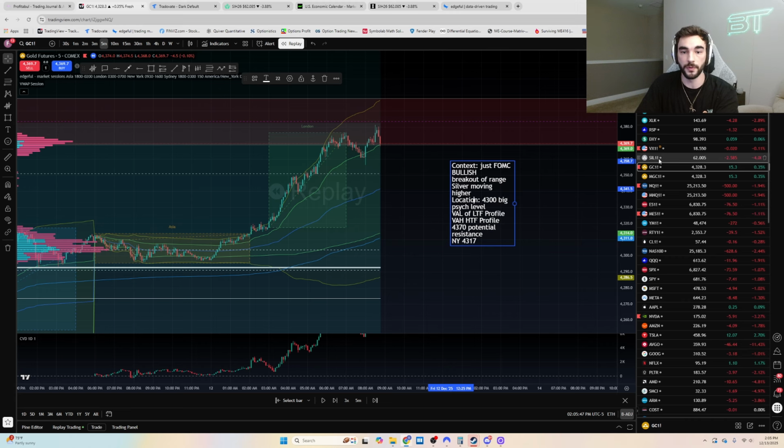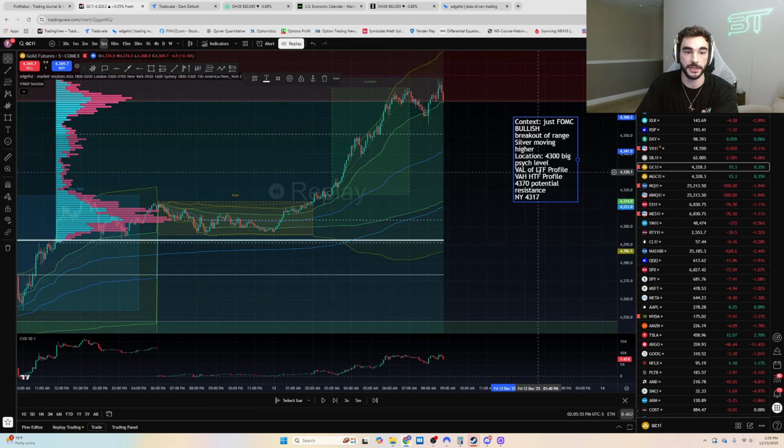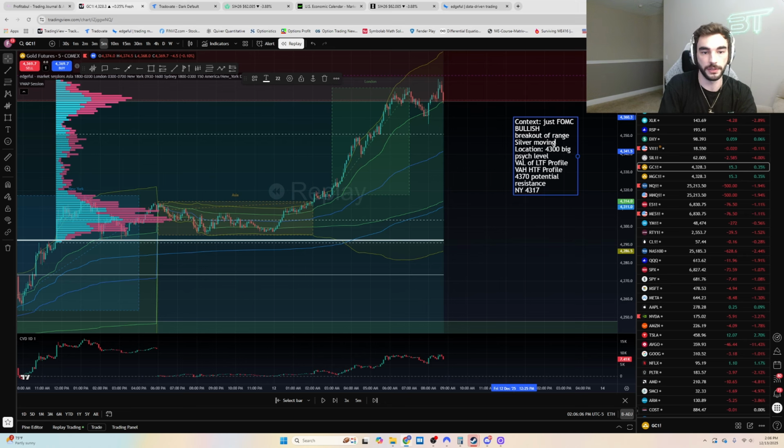Silver, what happened with silver coming into New York? This started to struggle a little bit. So I can look at this, and that could be an additional layer of context. Silver is struggling. Now it's not moving higher. Silver is struggling compared to gold. Struggling to continue breakout.